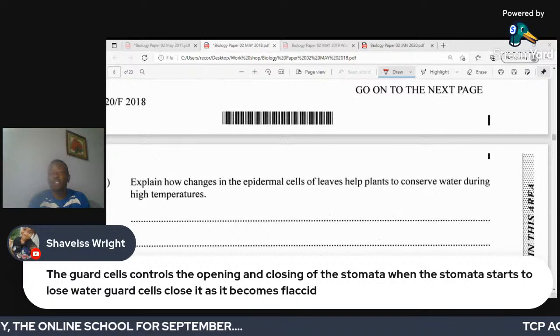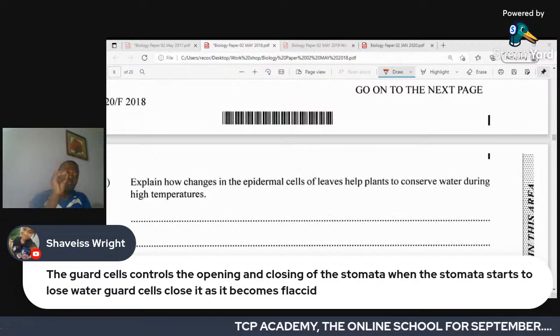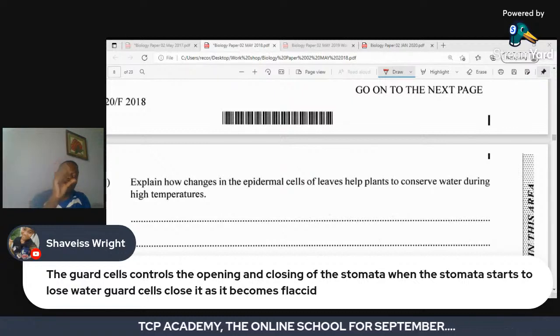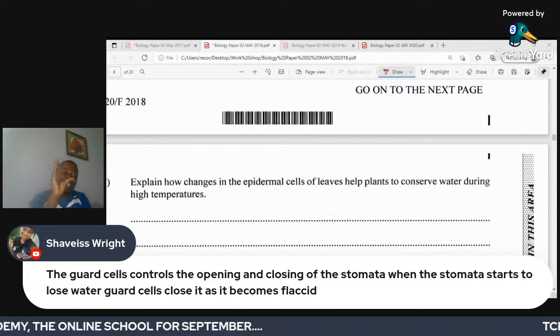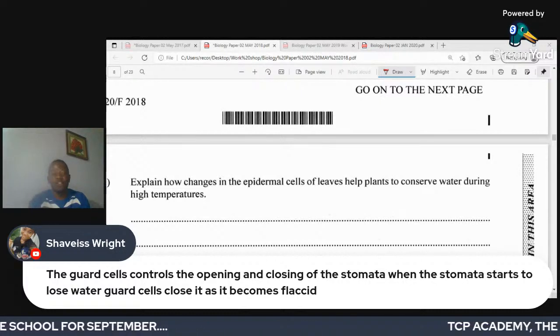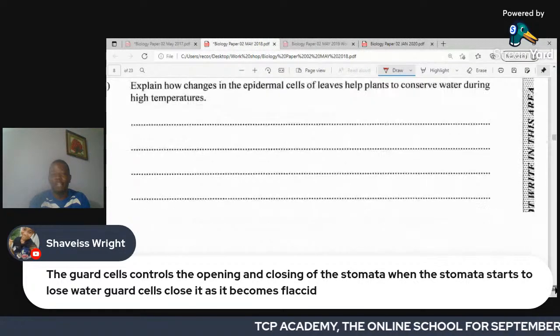I really want to see the word flaccid coming out, because I want you to understand how the guard cell opens and how it closes in order to regulate the stomata. So you need to know that when it becomes turgid, it's open. When it is flaccid, it closes. I really want you to know that. I really want you to have that as a takeaway from that lesson.